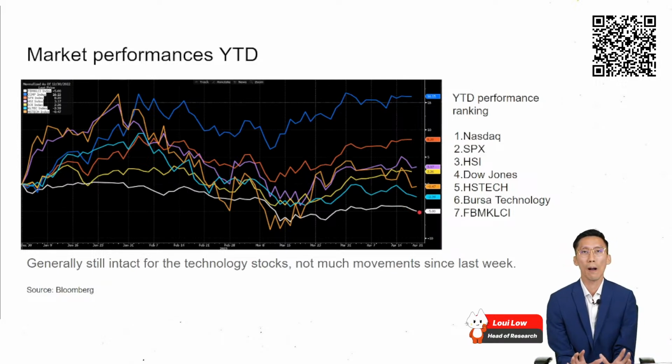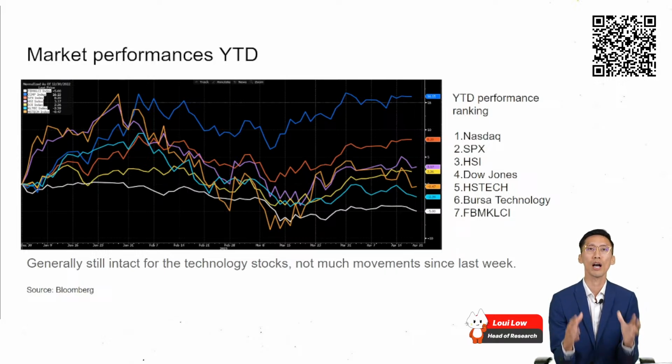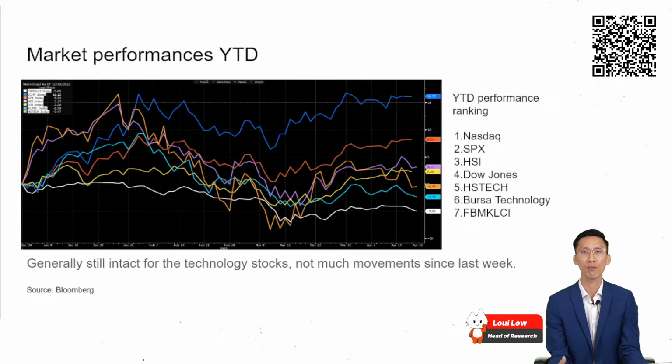So basically, we don't see a lot of huge impetus in the market. We don't see a lot of movements in the market. I think it is because of this earnings season. Everyone is watching how corporate earnings are performing, especially during this period of time. It's definitely very different from what we have seen in the past years.